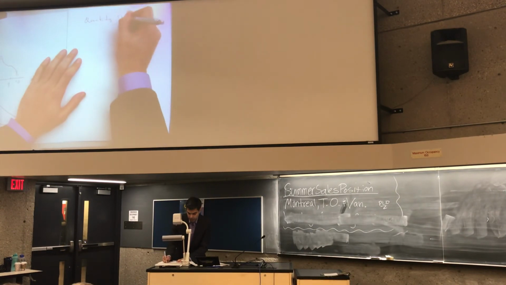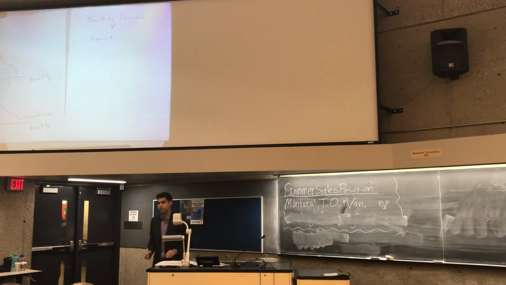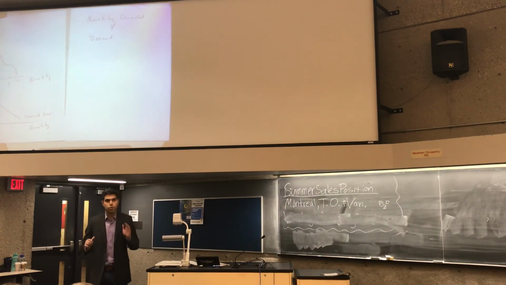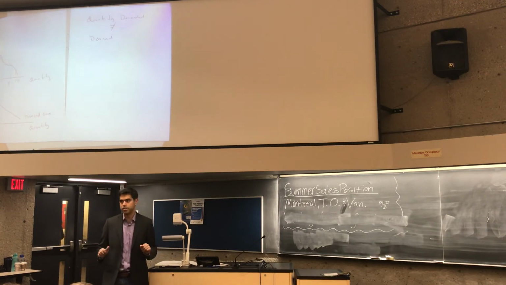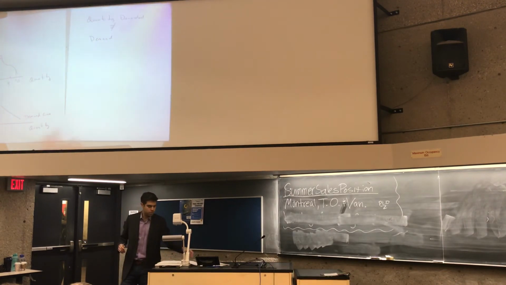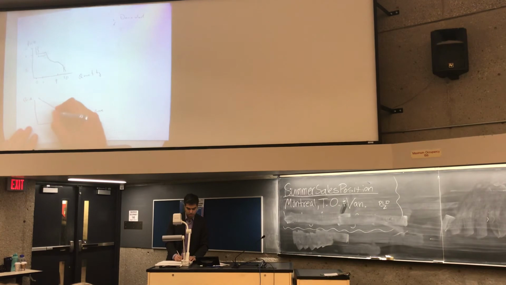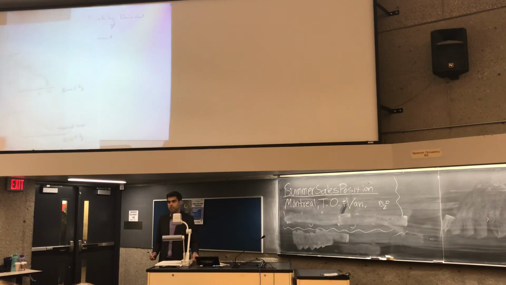Quantity demanded is not the same as demand. Quantity demanded is not the same thing as demand. Quantity demanded refers to a specific number of units at a given price. Demand is the general function. Demand refers to the whole curve, the whole graph. Quantity demanded is just this, right?